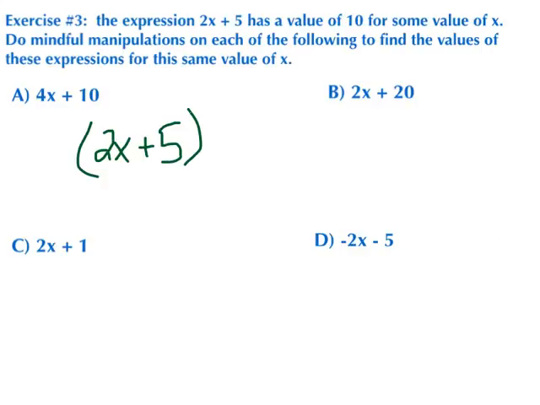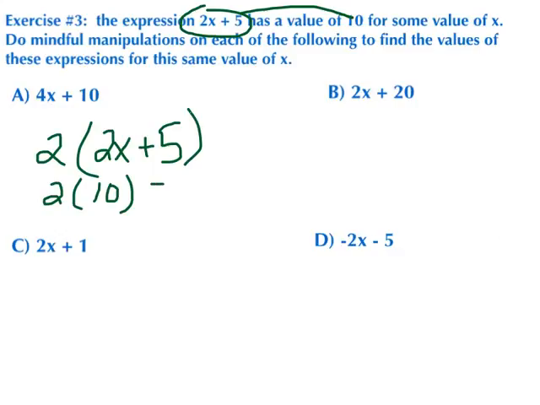What did I do to that 2x plus 5 to make it say 4x plus 10? Think about it. Both numbers had changed. What did I do to the 2 to get it to say 4? And what did I do to the 5 to get it to say 10? Well, if you said multiply by 2, you would be correct. And remember, 2x plus 5 is really 10. So I'm going to take that 10 and put it in place of 2x plus 5. 2 times 10 is going to give me 20.